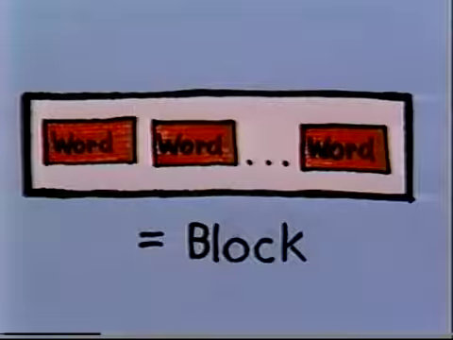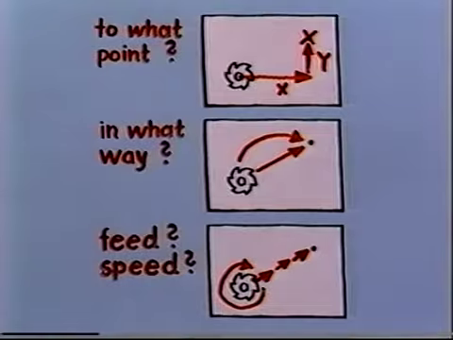Several words are joined together to form a block. A block forms a complete set of operating instructions for the machine. Complete operating instructions for a traversing movement include, for example, what location the tool should move to, how to get to that location, and at which feed rate and spindle speed it should operate.